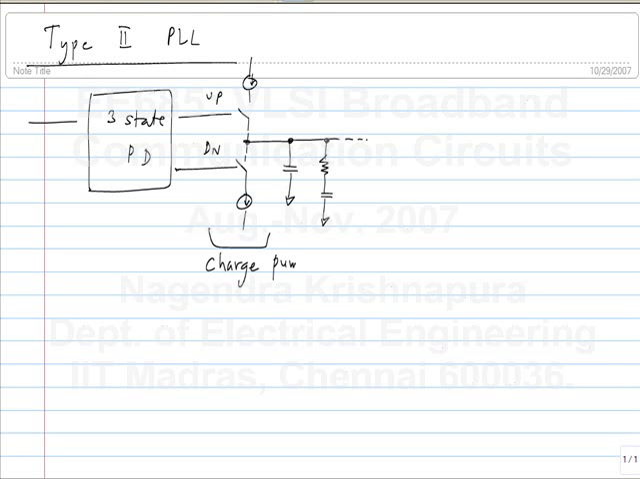Basically, in one period, it puts a certain amount of charge into the loop filter. That's why it's called a charge pump. This is the output from the divider.